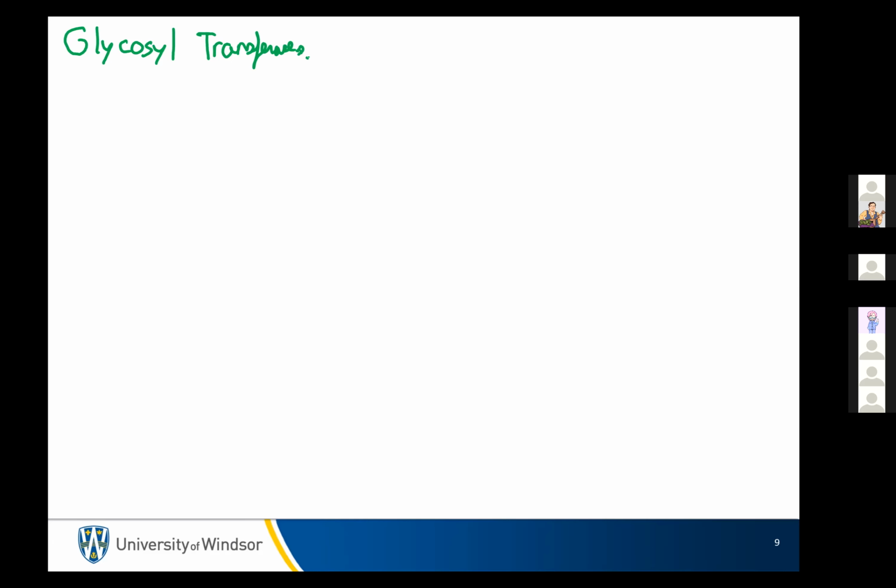Now, if we think about glycosyl transferase, what we're trying to do is take a sugar with a leaving group, and I've used various different leaving groups so far in this course, tons of them. And we've needed a promoter and a nucleophile. And we go to product.